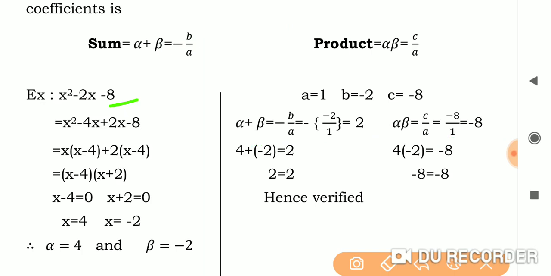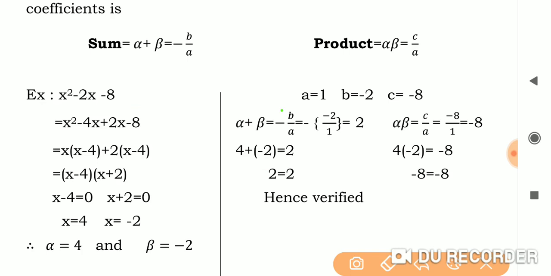Here, as we have discussed before, the sum alpha plus beta is given by the relation of coefficients, minus b by a. So we simplify these alpha, beta and a, b, c in this equation. Alpha plus beta is nothing but alpha is 4, whereas beta is minus 2.